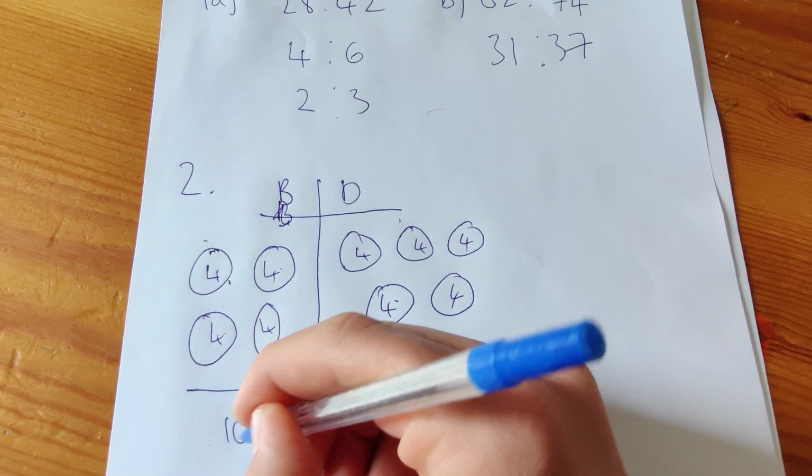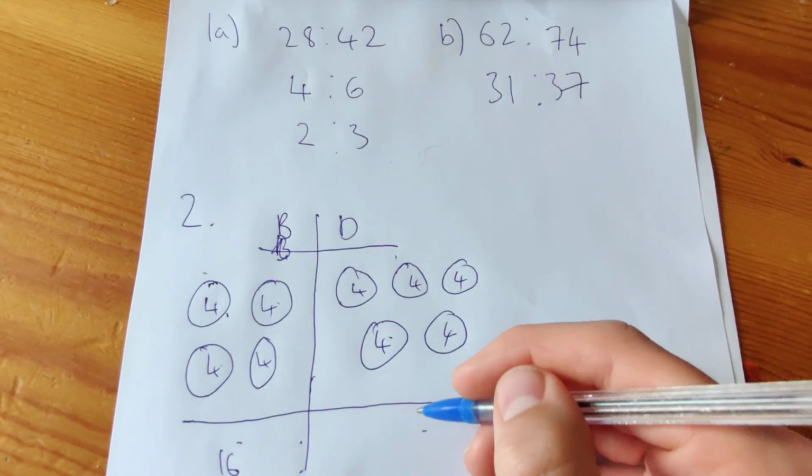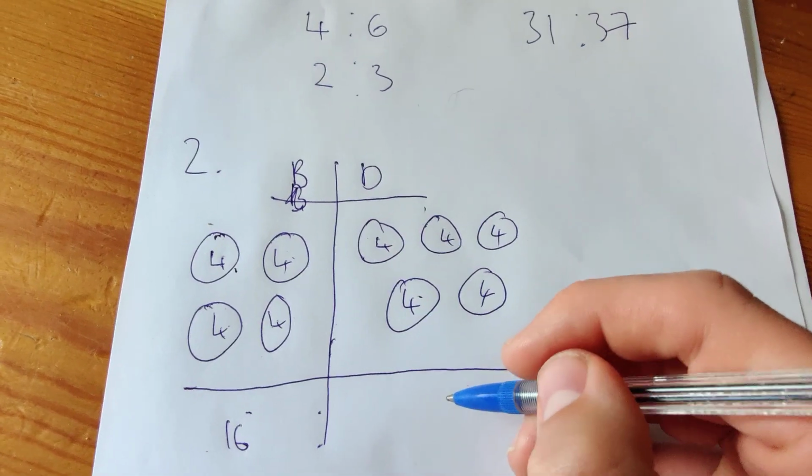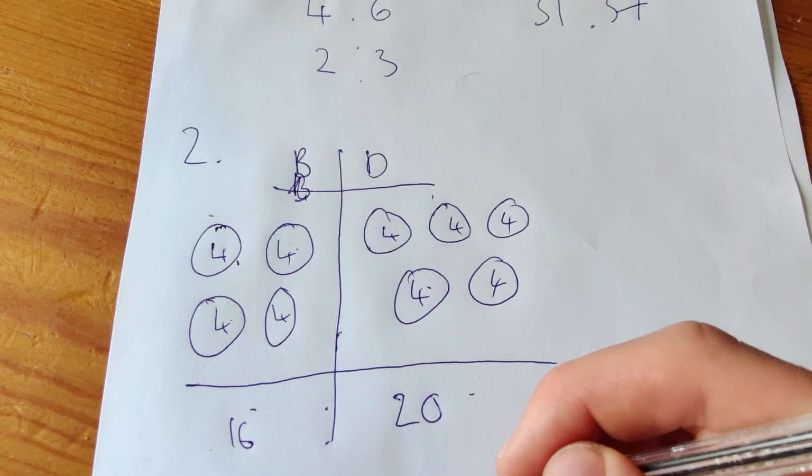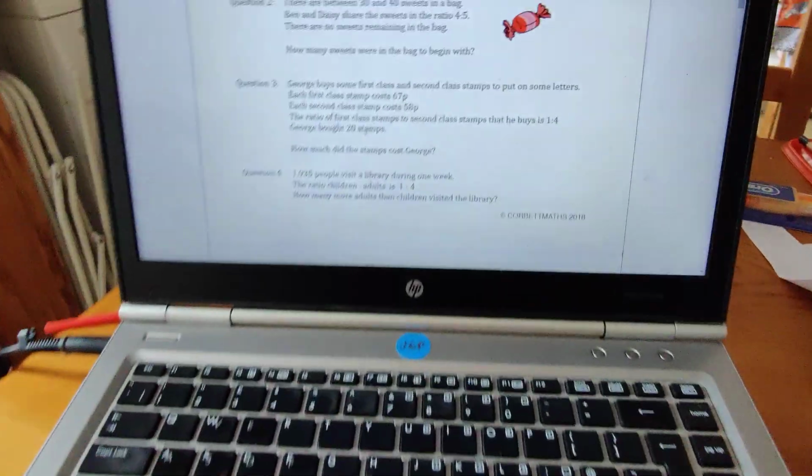And that gives me 16 here for Ben. And Daisy, obviously, maybe a bit stronger than Ben or a bit intimidating or whatever, gets those extra sweets to get 20. That's question 2.